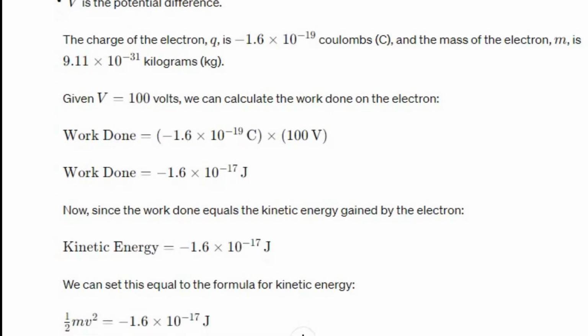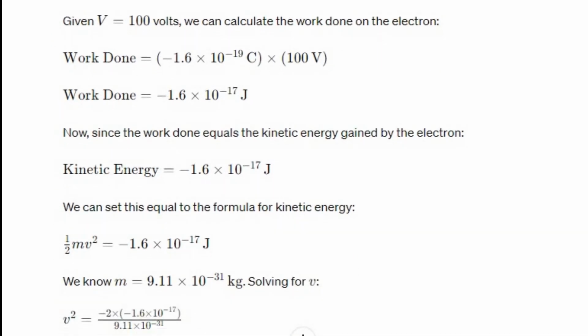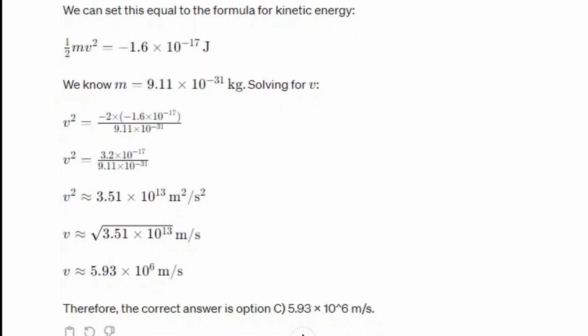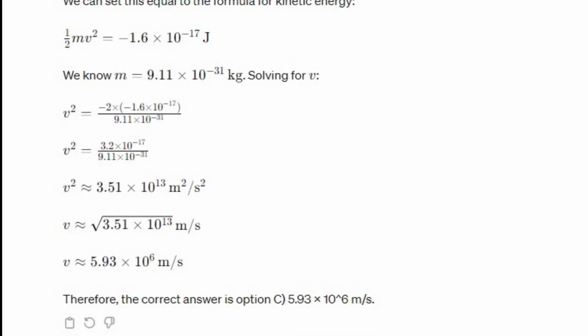We can set this equal to the formula for the kinetic energy, half mv squared, equal to minus 1.6 multiplied by 10 raised to power minus 17 joule. We know mass m equals 9.11 multiplied by 10 raised to power minus 31 kilograms. Solving for v, v squared equals minus 2 multiplied by minus 1.6 multiplied by 10 raised to power minus 17 over 9.11 multiplied by 10 raised to power minus 31.